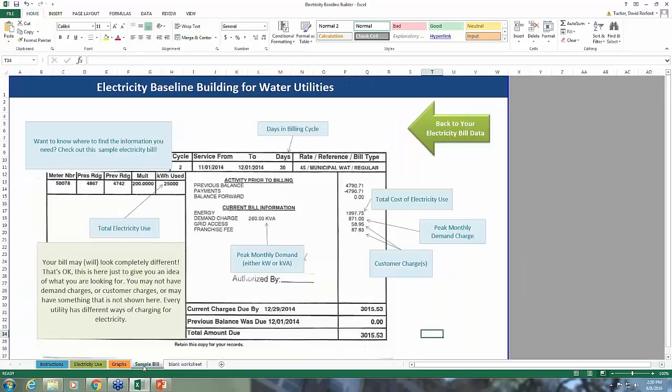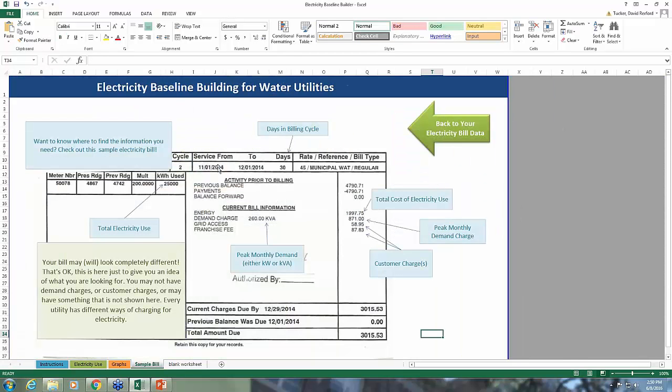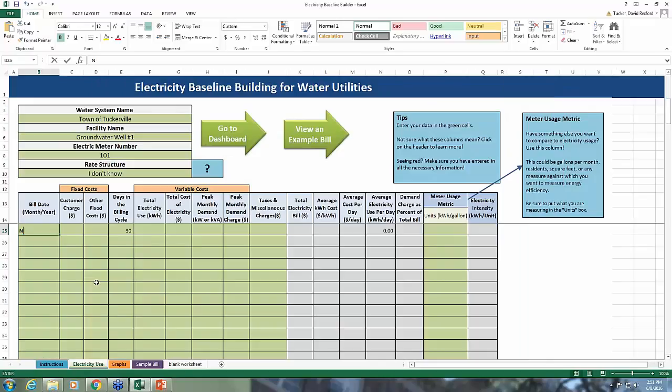And then we can go over here to the sample bill, and we can say the number of days in the billing cycle is 30, so that would go in right here. The bill date, well, it looks like it's for November of 2014, basically.